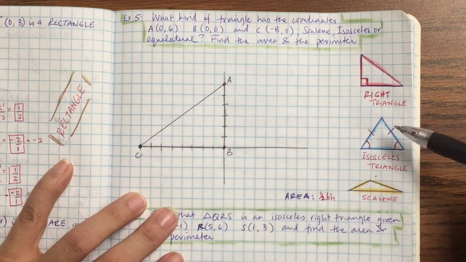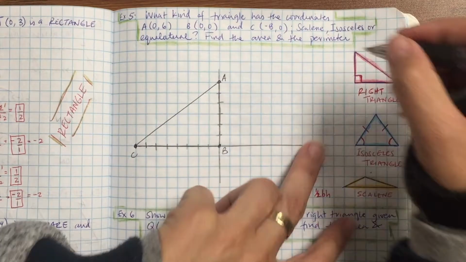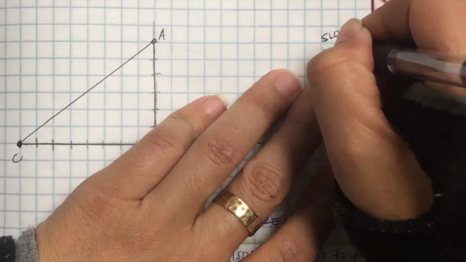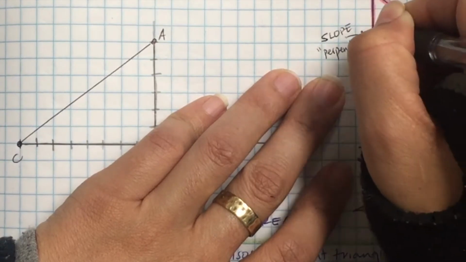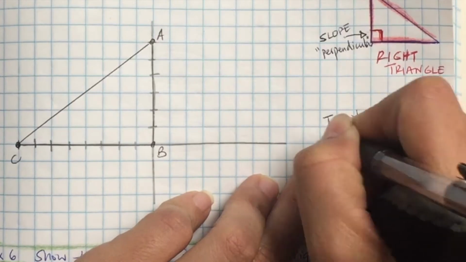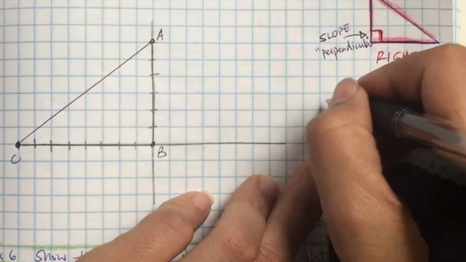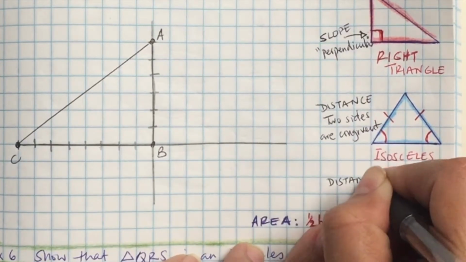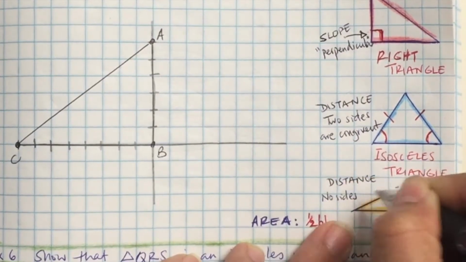When you're attempting to prove a right triangle, you have to prove that it has a 90-degree angle, which means you have to know the slope of those two lines are perpendicular. When you try to prove isosceles, you have to prove that two sides are congruent. So that means that you're using distance. And when proving scalene, you have to say that all sides are not congruent, so you have to find the distance of all sides.